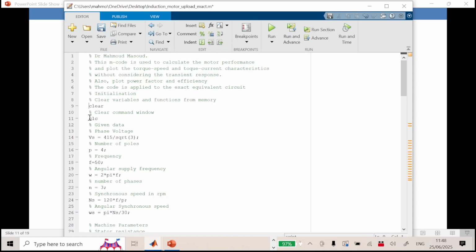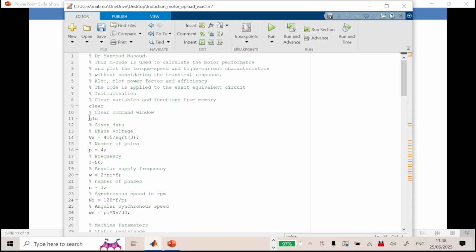Then I started my code with initialization, clearing all the variables by using the clear function, and then clearing the command window by adding the function CLC. Then I input all the data: voltage, number of poles, frequency, and so on. Someone can say that I can make them variables. Yes, 100% true. But while I'm running or testing this code, it's difficult to input all the values every time, so I put them inside the code during that testing time.